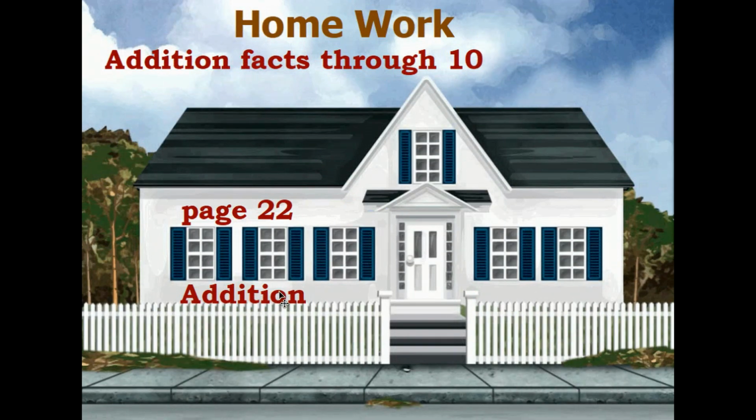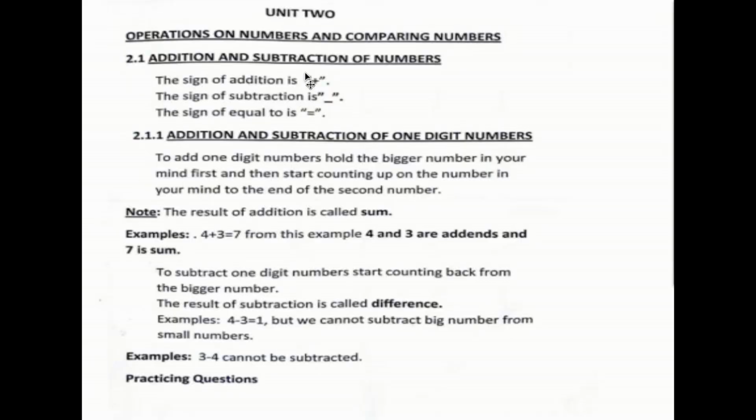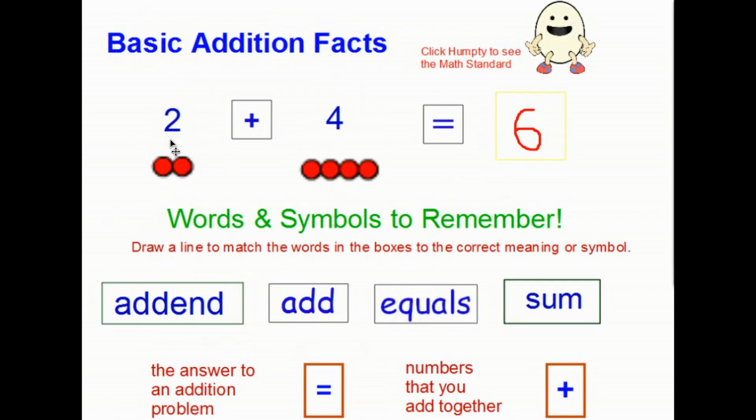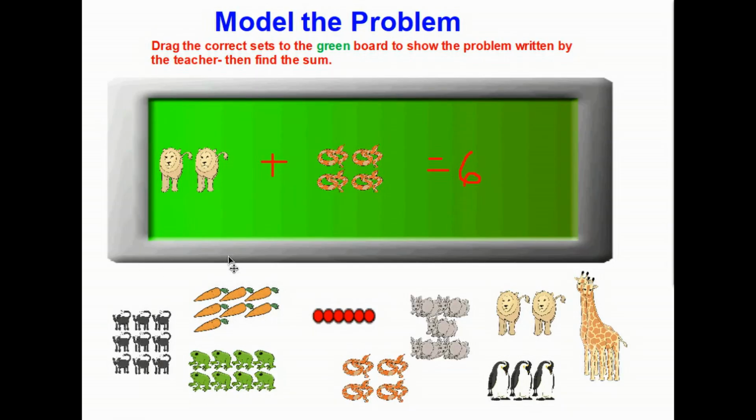Before that, let's summarize what we have discussed earlier. We have seen addition of numbers, the signs that we use in addition, and also real-life applications. We have been doing this with models, adding fruits, vegetables, and animals by using real-life objects. So this was our today's class.